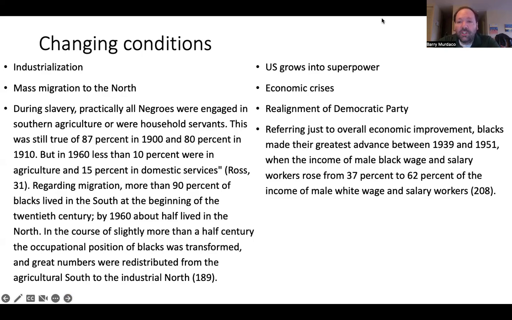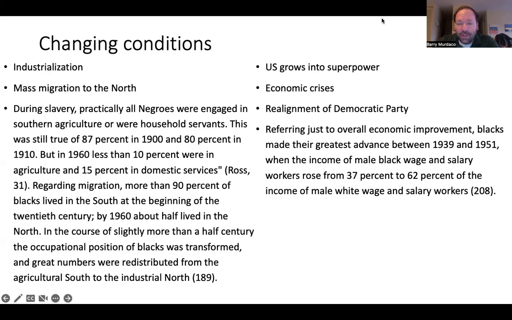So it's not really until the later part of the 19th century that you start to see the earliest industrialization. I mean, the United States as a whole doesn't really become an industrialized country until after the Civil War, and of course, most of that industrialization is concentrated in the North.